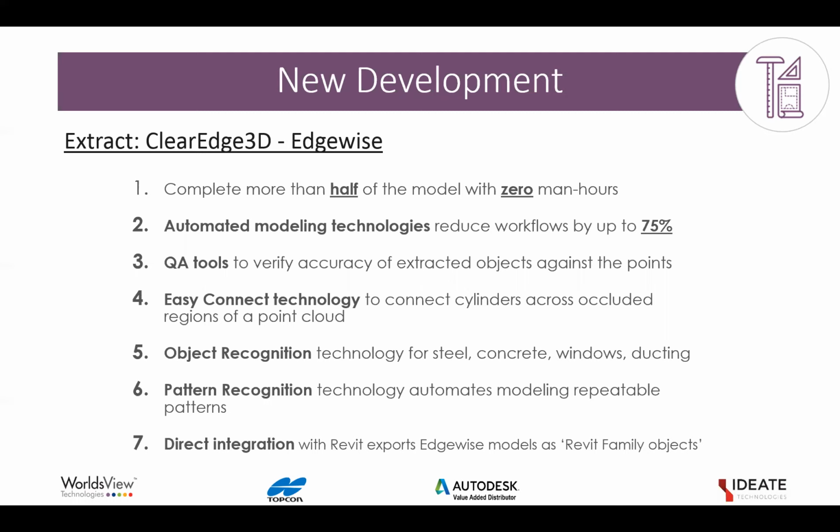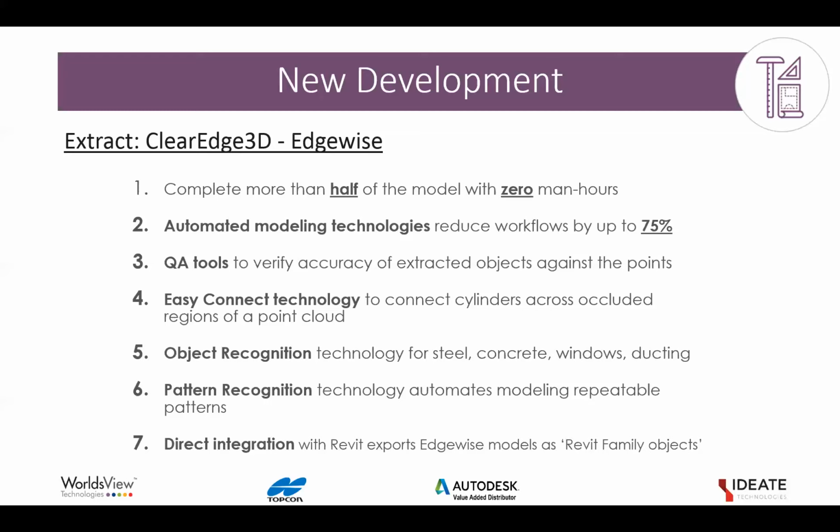Okay, so Edgewise can extract multiple building objects. If we're talking about architecture, we can extract windows, doors, walls, concrete columns, slabs, floors. So this is for architecture objects. We can extract structural frame objects also. We're talking about steel frame objects, I-beams, and other kinds of structural frame.